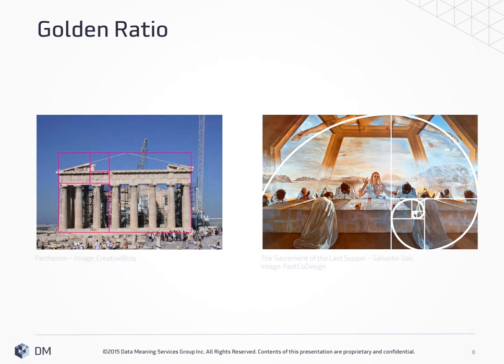Some examples of its use are the Parthenon in Greece on the left, and the Sacrament of the Last Supper by Salvador Dali on the right. The golden ratio has been overlaid on each piece to show how certain elements match up to the diagram.